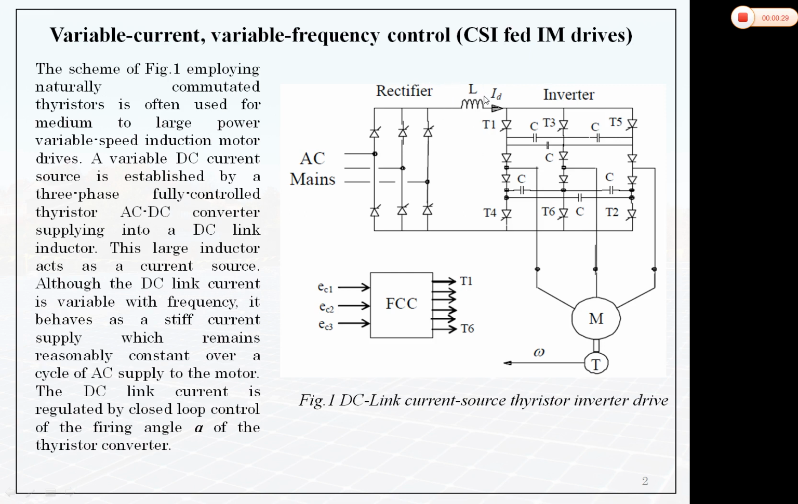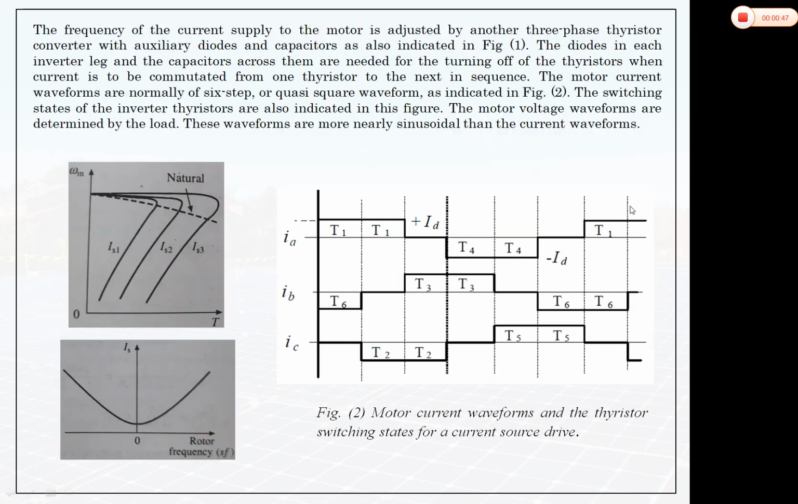Again, we have to connect one large value inductance, so that we can convert this into an equivalent current source, because the inductor will act as a current source. Now again we are having a current source inverter, something like this.